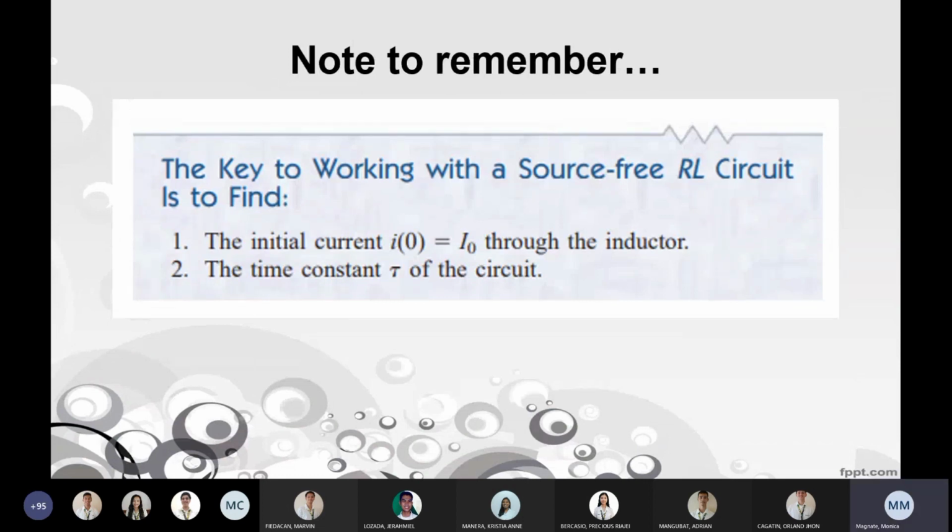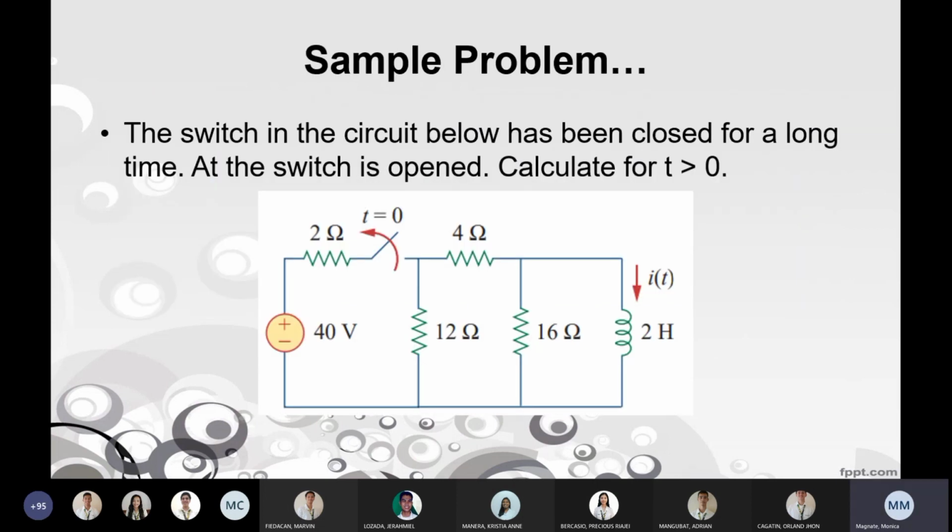So, the key to working with a source-free RL circuit is to find the initial current. I sub O is equal to I of 0 is equal to I sub O through the inductor. So, parang yung kanina lang, hinanap natin yung initial value ng capacitor. So, dito, initial value naman ng current. Okay? Yung sa inductor, yung kunin natin. Then, yung time constant tau of the circuit. Okay? Ayan. So, sample problem.